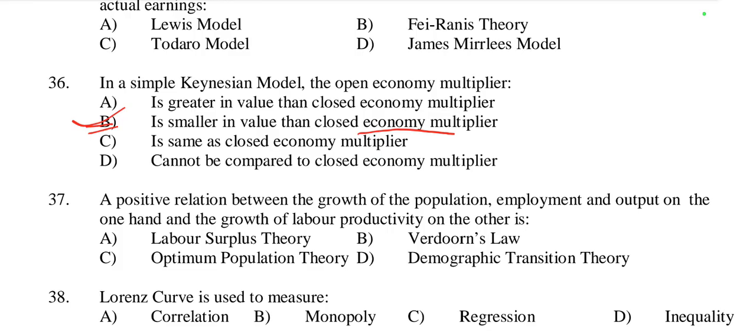This is because in an open economy, part of the increase in income will leak out through imports, so reducing the overall impact of initial spending compared to the closed economy, where all spending remains within the domestic economy. But in an open economy it leaks out through imports, so it is smaller than the closed economy. So option B is right here.